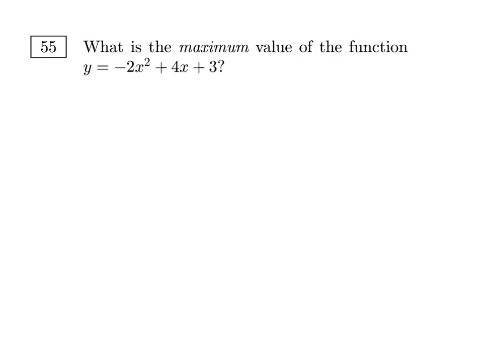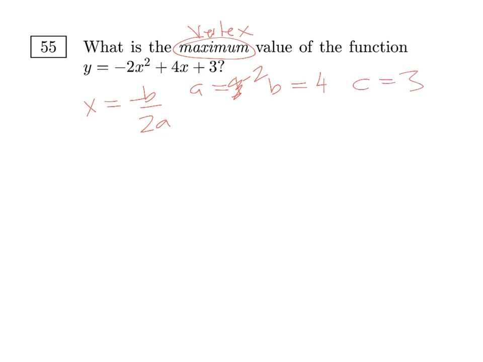What is the maximum value of the function? Whenever you hear maximum or minimum, you want to think of the vertex, and in particular the y value of the vertex. So to figure out the vertex, I have to apply the axis of symmetry formula to figure out my x value. Here b is 4, a is -2, and c is 3. Plugging in the formula, I have x is equal to -4 over 2 times -2. -4 over -4 is equal to 1.